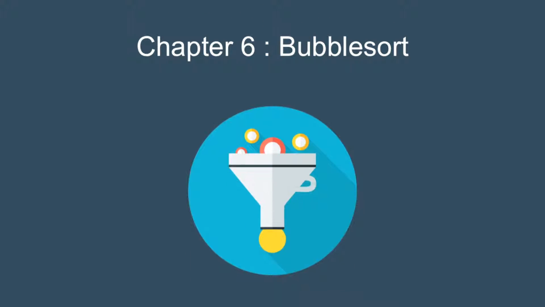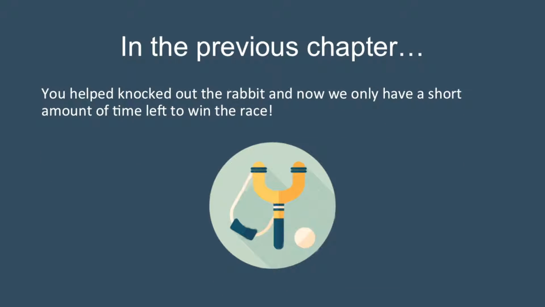In this chapter, we are going to introduce the bubble sort algorithm. In the previous chapter, the turtle hit the rabbit with the pebbles, and now the turtle is winning the race. However, our turtle needs to hurry in order not to let the rabbit catch up.